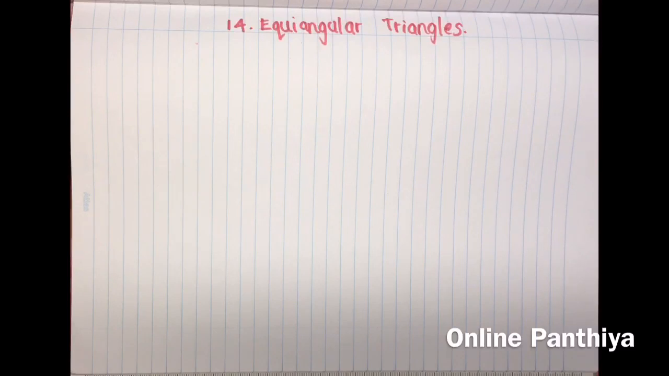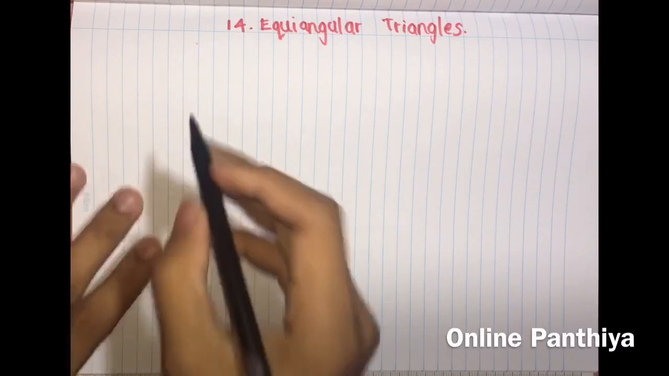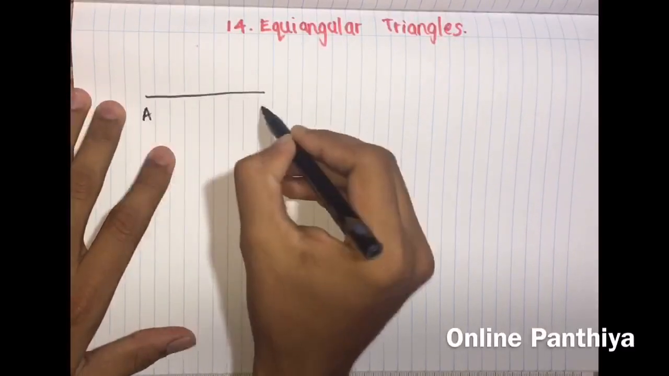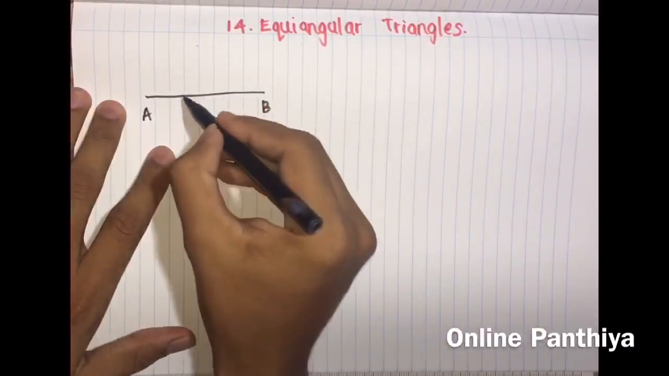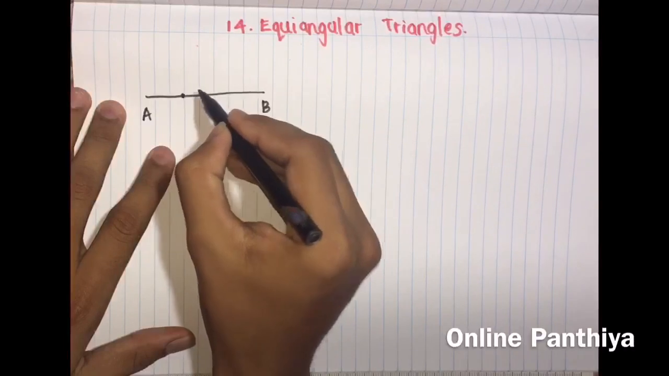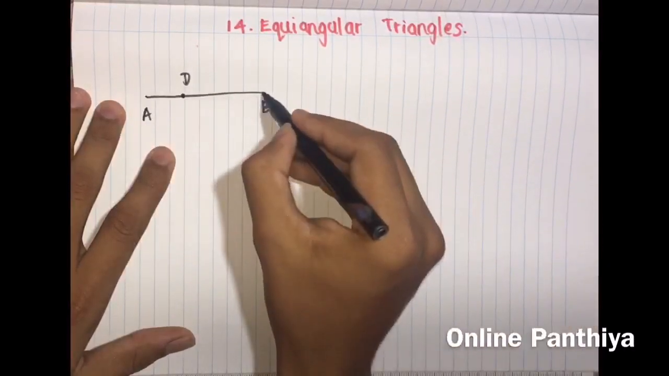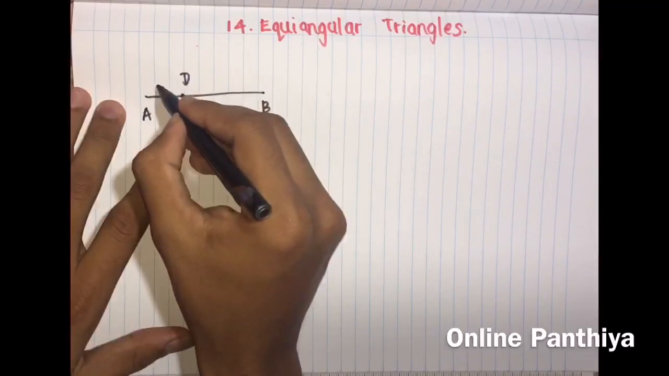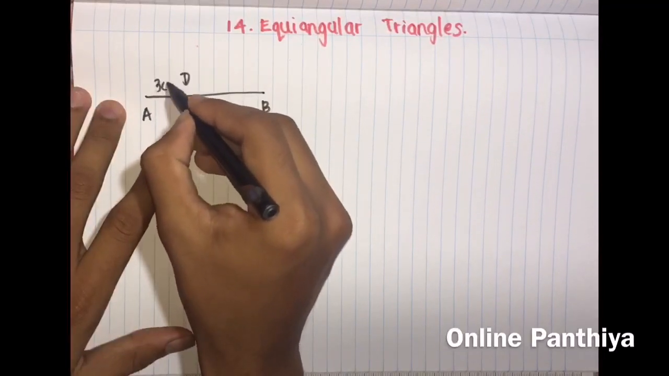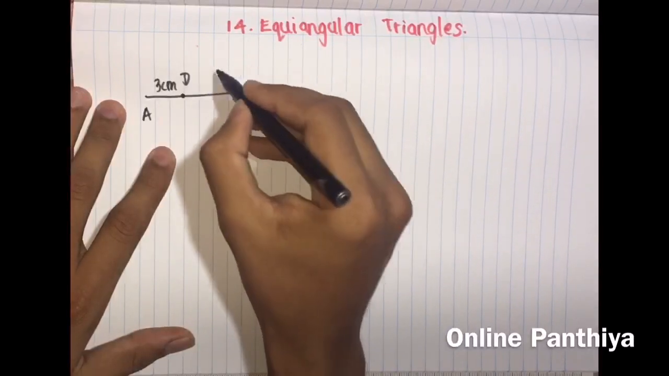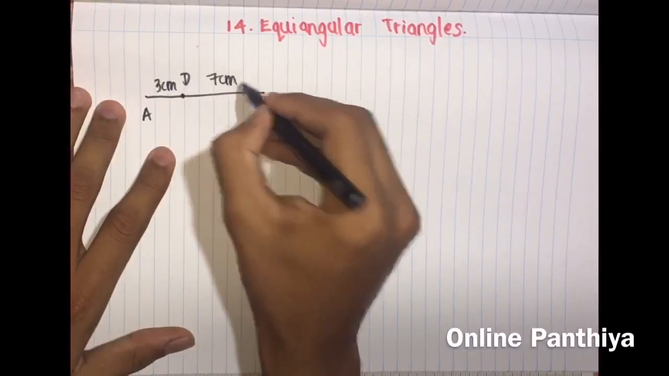Now, say you have a line AB. Somewhere on the line you have a point D also. Say AD is equal to 3 centimeters, and from D to B it is equal to 7 centimeters.